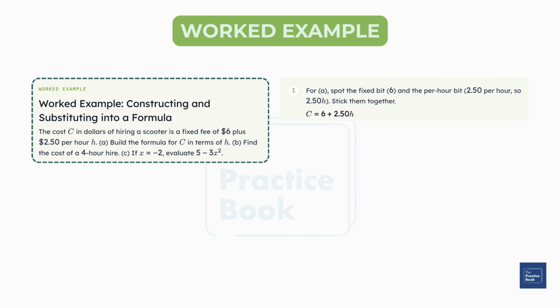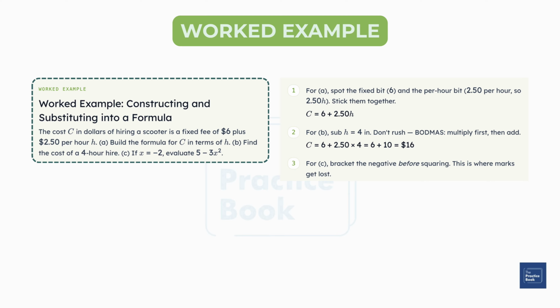Step 1. For Part A, spot the fixed bit, 6, and the per hour bit, $2.50 per hour, so 2.5H. Stick them together. C equals 6 plus 2.5H. Step 2. For Part B, substitute H equals 4. Don't rush. BODMAS. Multiply first, then add. C equals 6 plus 2.5 times 4 equals 6 plus 10 equals $16.